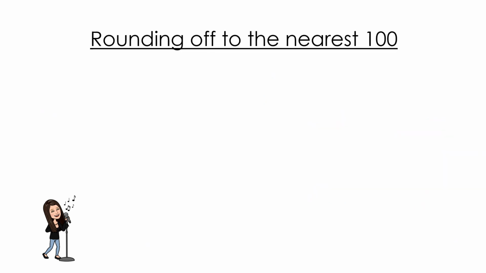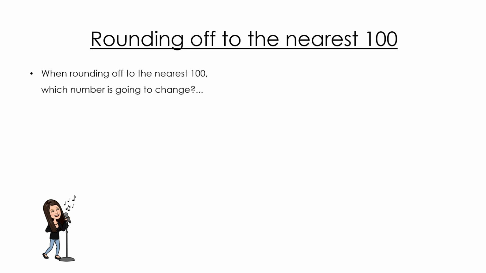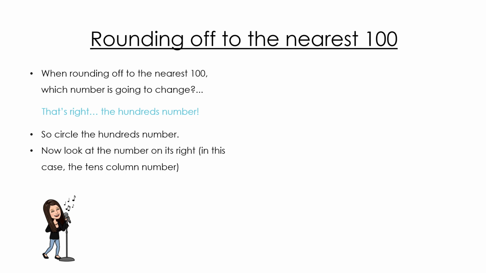Let's round off to the nearest 100. When rounding off to the nearest 100, which number do you think is going to change? Obviously, it's the hundreds number. So circle the hundreds number. Now look at the number on its right. In this case, it's going to be the tens column number.